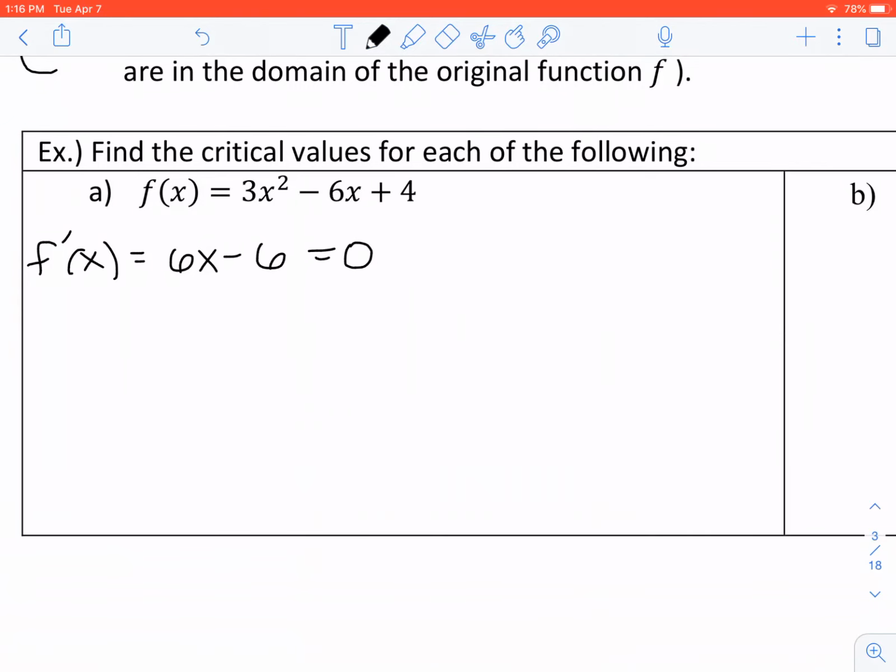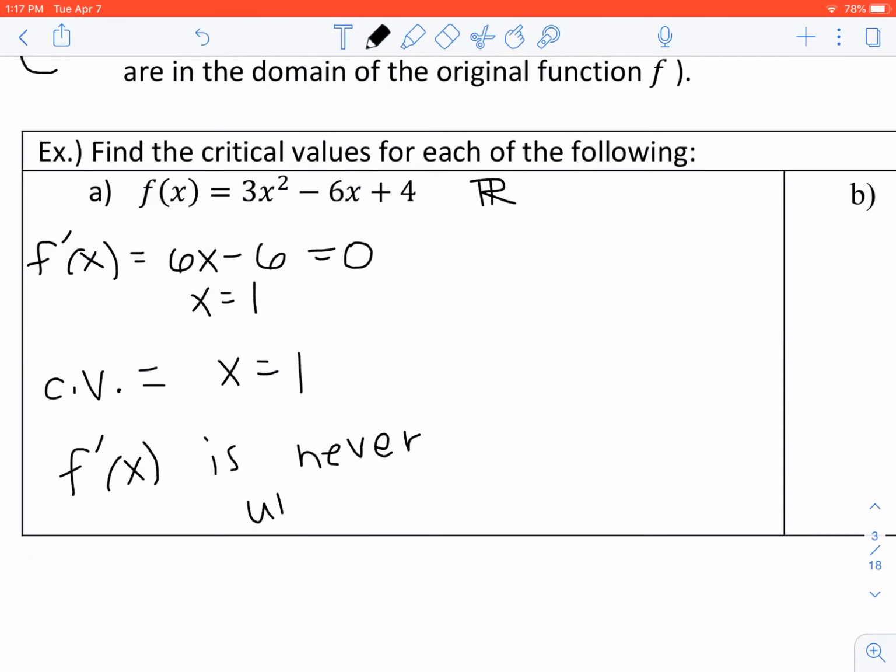This function is just a polynomial, and our domain for this would be all real numbers. Solving this, we get x is equal to 1. So our critical value, which I'm going to abbreviate CV, is x is equal to 1. There are no spots on this graph where anything is undefined, so f prime of x is never undefined. Our only critical value is at 1.